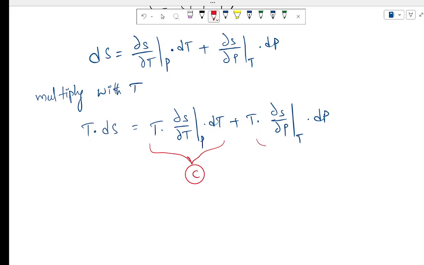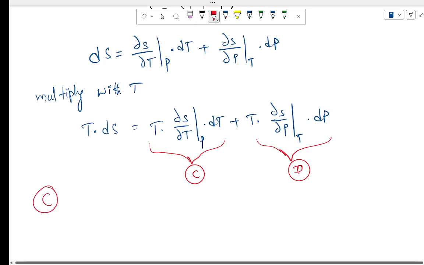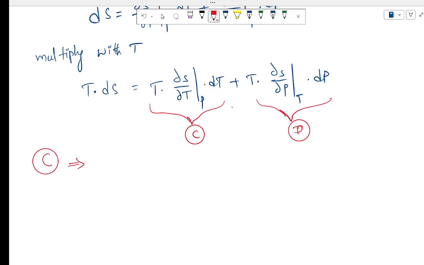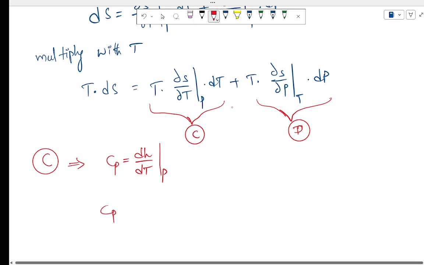as C, let me call this as D, C and D. So if I keep transforming my C, for this I will make use of Cp here. Cp is equal to dH/dT at constant pressure, we know this already, and the Cp is equal to, in terms of, I can write as TdS here also. How I'll get that, I'll show you here.